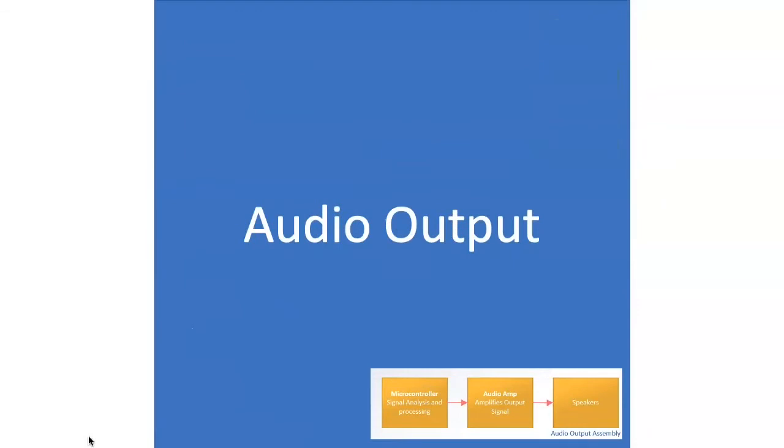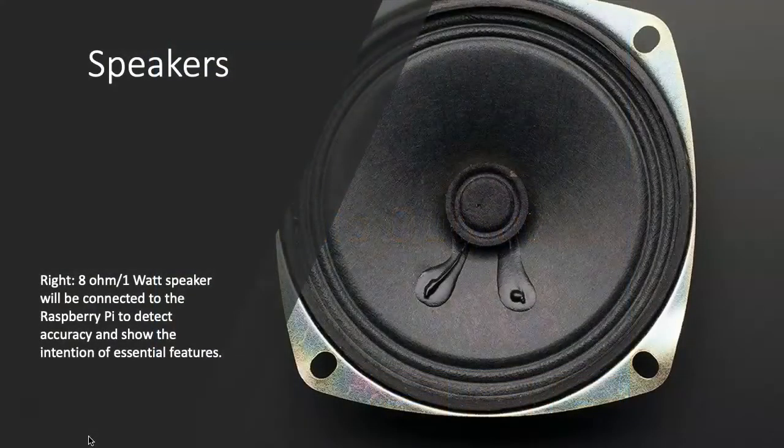Moving along to our audio output, we attached an 8-ohm 1-watt speaker to connect to the Raspberry Pi to detect the accuracy and show the intention of essential features. This is actually a very important speaker. It will be showing us that our displays are correct based on the analog output that's being given. So we'll listen to the sounds and the different changes of music and different frequencies. We should see also a detection of change in the display to ensure that the device is working correctly.